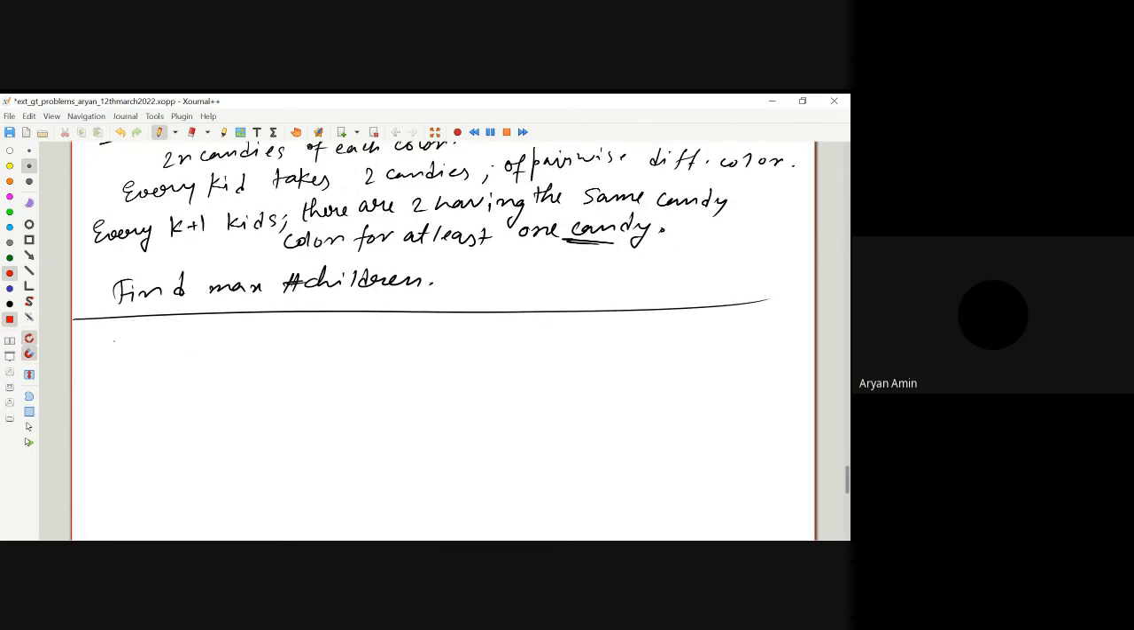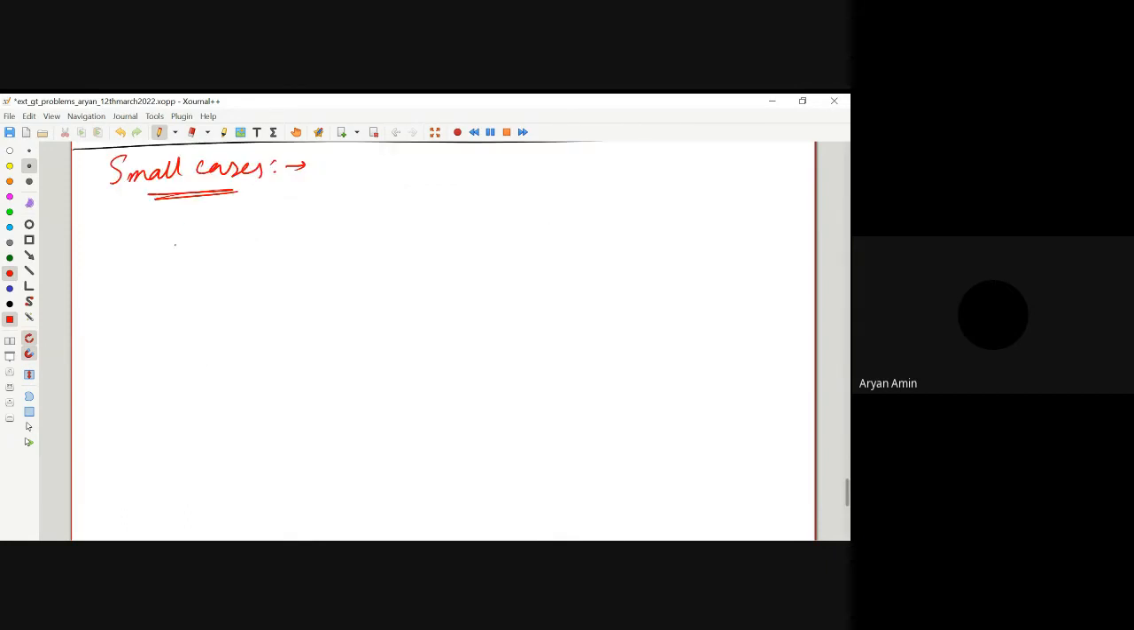So one way to do this is to always take small cases, right? So how do you go about small cases? Suppose n was 1 and k was 1. So among any two children, one of them will have the same color. If you start with C1 and C2, person 2 will have one color in common with person 1. Let that color be C2 and suppose another color is C3.